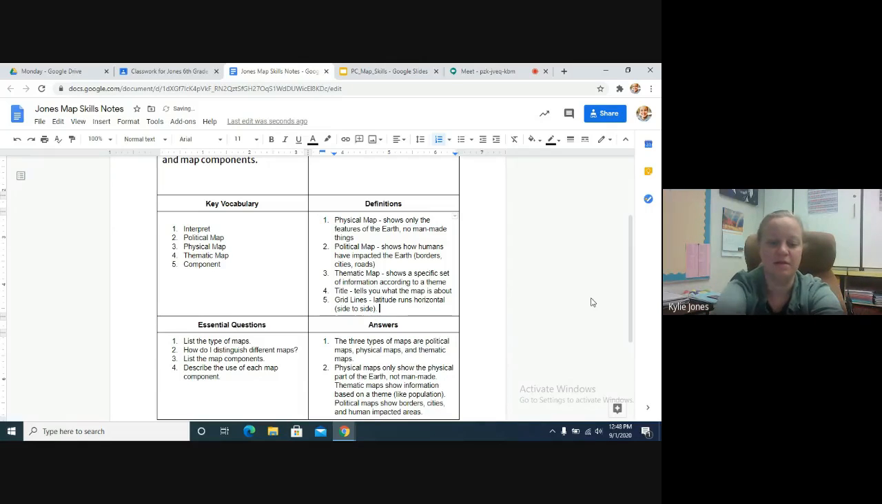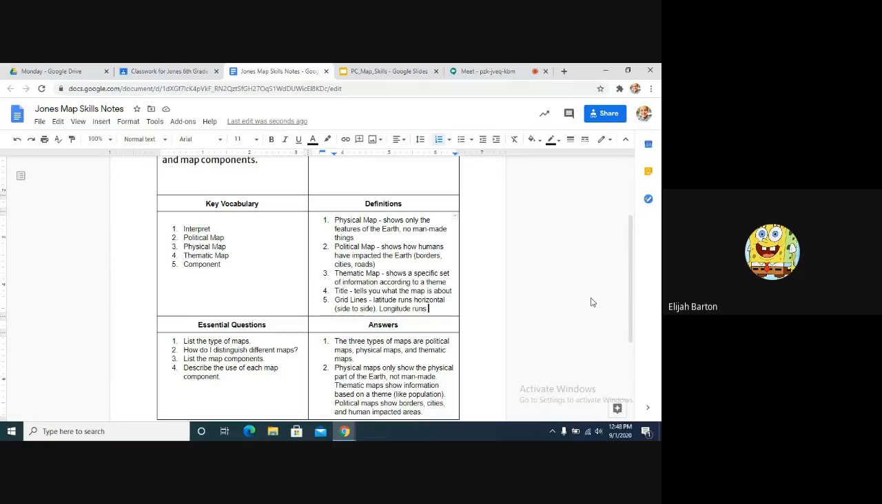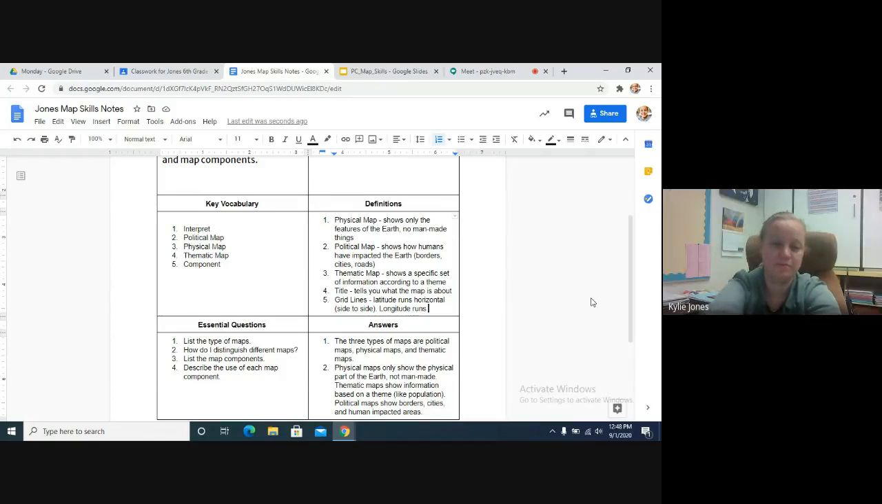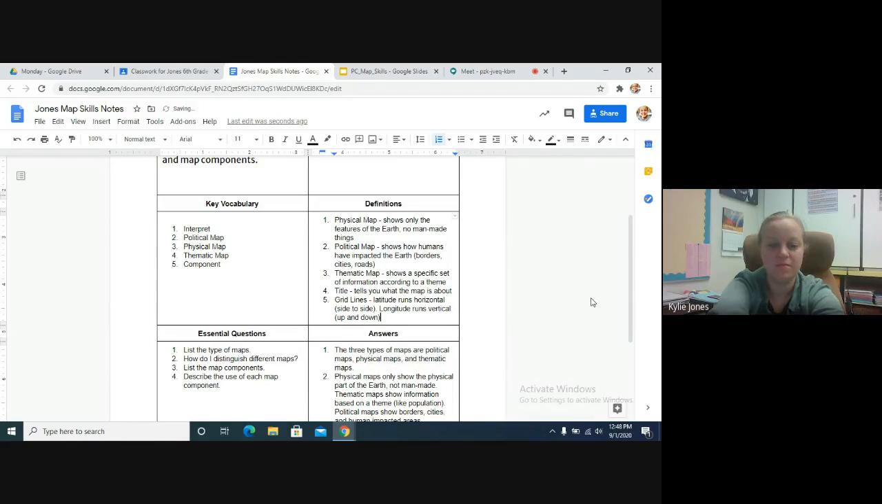And put a period. And then longitude runs, what's the opposite of horizontal? Vertical? Good. Longitude runs vertical, which is up and down. And I will leave it at that. So the lines that are running across your maps from side to side are your latitude lines. And then your up and down lines are your longitude lines. They run vertical.